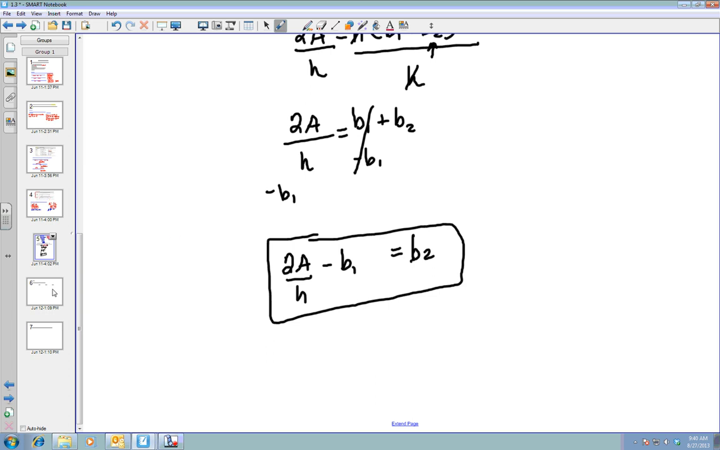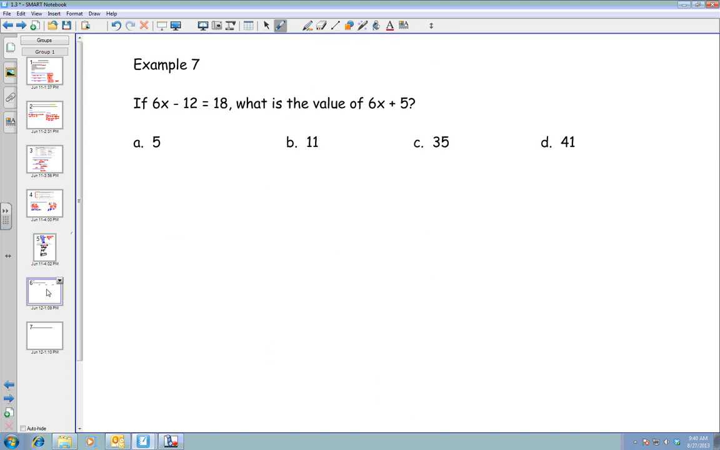Okay, last one. Example 7. If 6x minus 12 equals 18, what is the value of 6x plus 5? So this one looks a little different because they're not asking you to solve for x. They want to know what 6x plus 5 would equal.